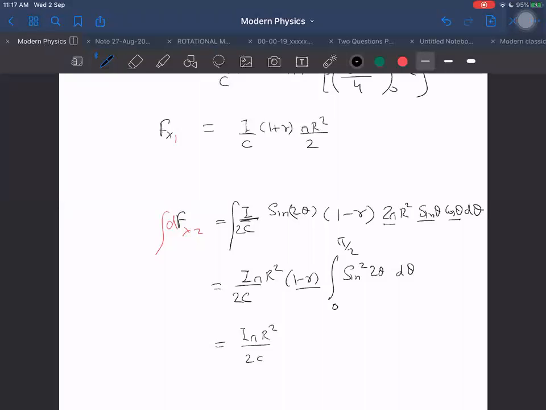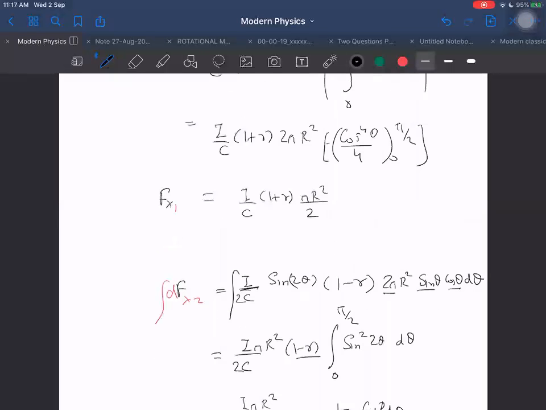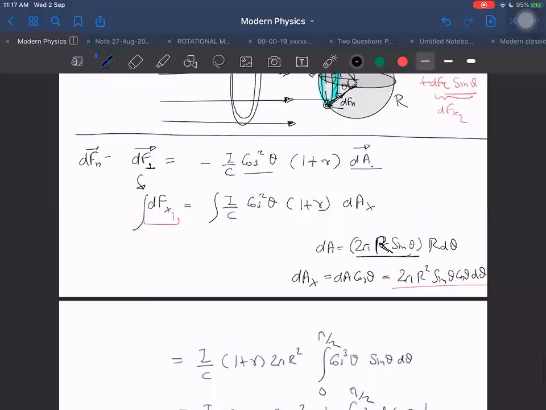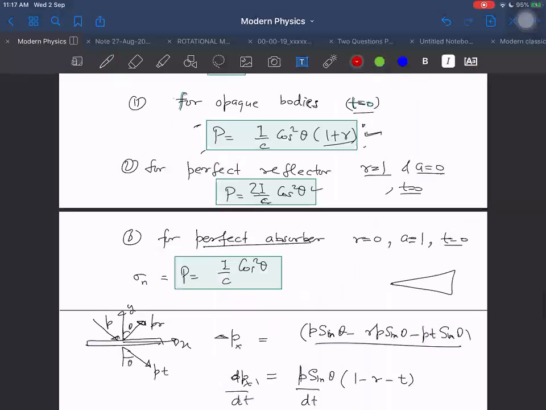What is sine square 2 theta? I can write it as 1 minus cos 4 theta by 2, which will give me a pi term here, which I was not expecting, because then we will not be getting that result. Wait a second, let me check once. dfx1 is right only, it seems. Let me check this one again. dfx2 means I have to take the component along.